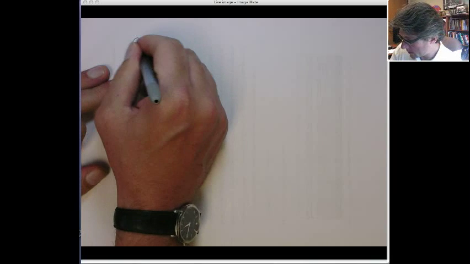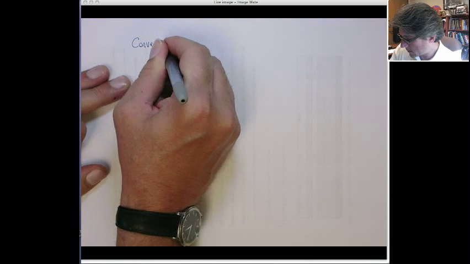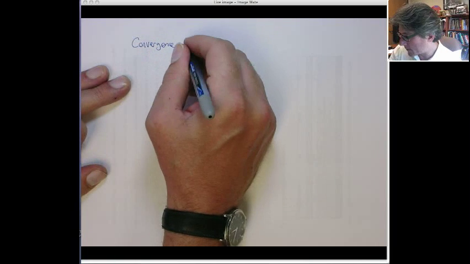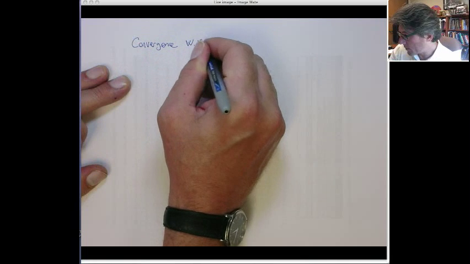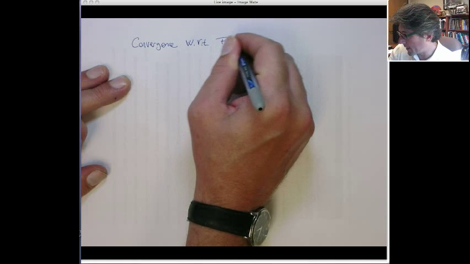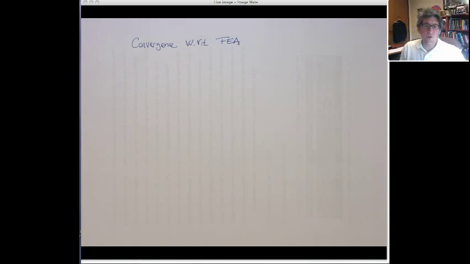All right, what I wanted to talk about now is the notion of convergence. And really, this is in particular with respect to finite element analysis. Okay, so convergence is a much more general concept. It has to do with basically as you refine your numerical method, how quickly does the error go to zero? All right, so let's talk a little bit about that.